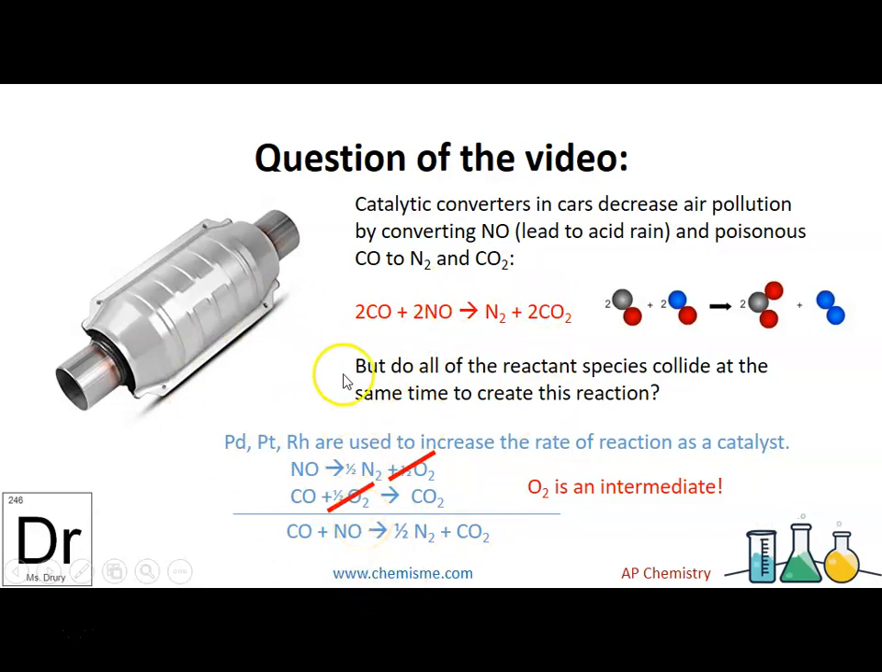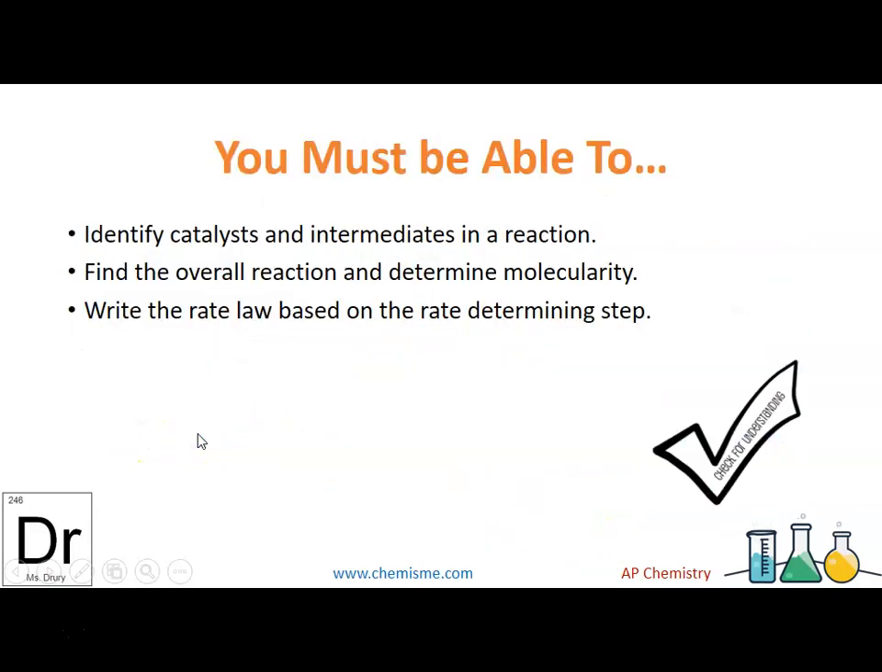What I'm saying is this is not what happens. What happens is the NO decomposes, the CO reacts with some of that decomposition, and it actually happens maybe half as much with an intermediate and a catalyst involved. At this point, you should be able to identify catalysts and intermediates, find an overall reaction by summing their intermediate steps, determine molecularity, and write overall rate law based on a rate determining step.